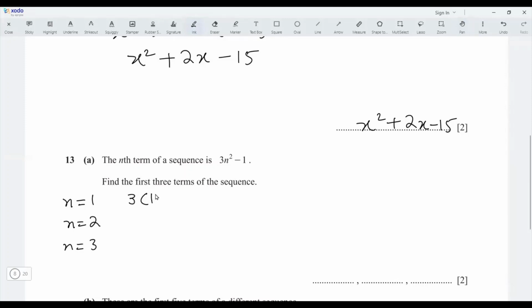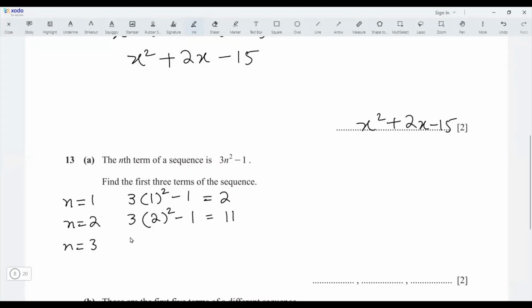So 3 times 1 squared minus 1. What's the result? 1 squared is 1. 1 times 3 is 3. 3 minus 1 is 2. So the next term will be 3 times 2 squared and then minus 1. 2 squared is 4. 4 times 3 is 12. 12 minus 1 is 11.